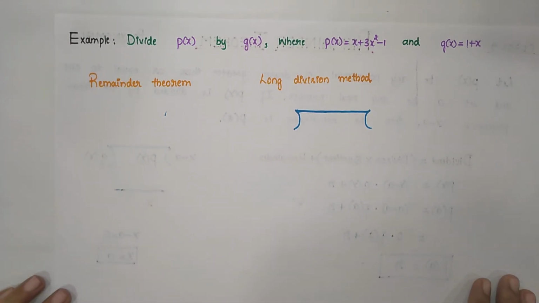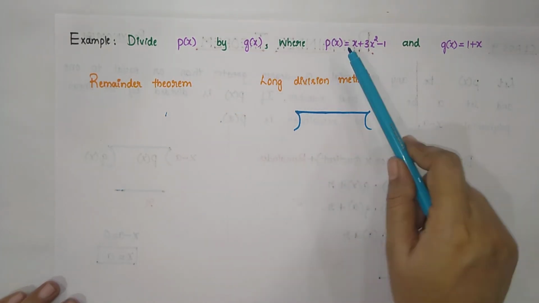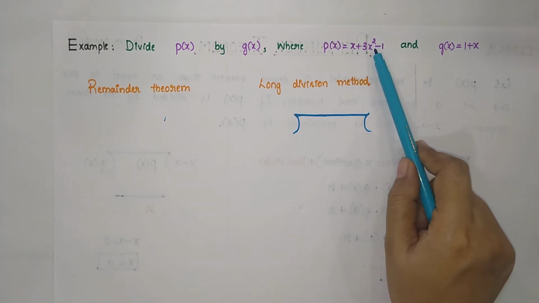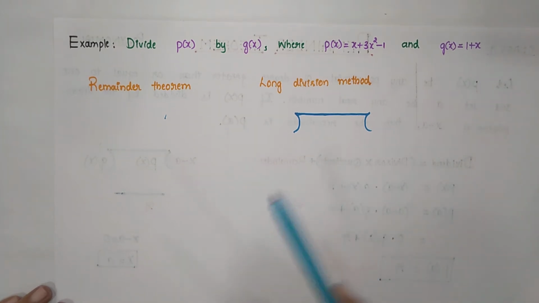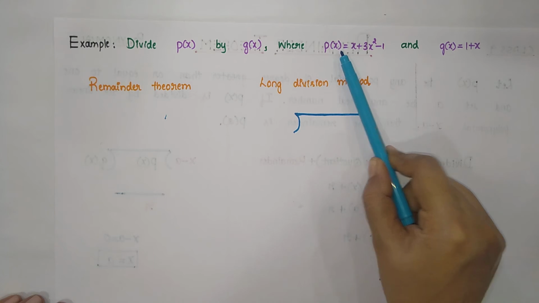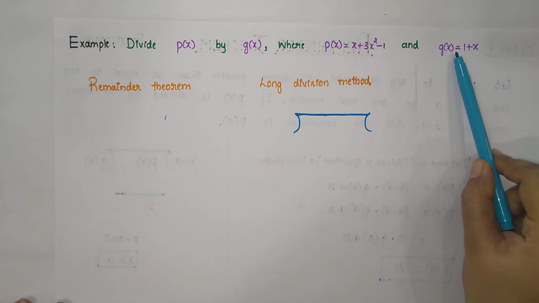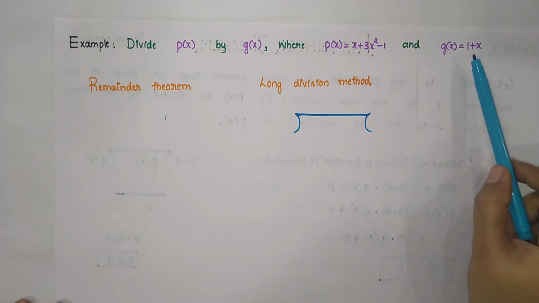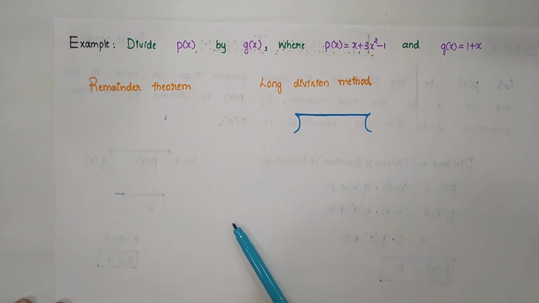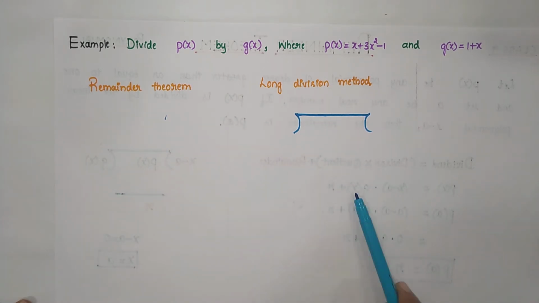So now let us verify this remainder theorem with an example by using the long division method. Here I have taken this example: divide p of x by g of x, where p of x equal to x plus 3x square minus 1 and g of x equal to 1 plus x. Here you have to divide this polynomial p of x of degree greater than or equal to 1 by the linear polynomial g of x, that is x plus 1, which is in the form of x minus a. In order to verify, you have to find the remainder both by using the remainder theorem and by using the long division method, and you should get the same remainder.